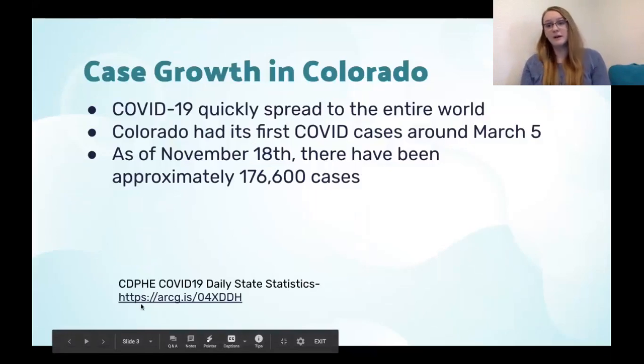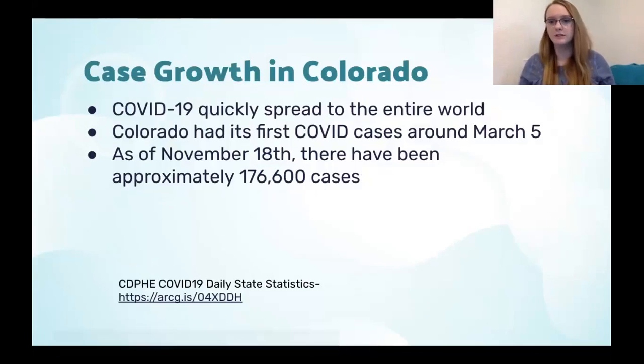COVID-19 was discovered about a year ago, as you all know, and since then it has spread across the whole world to become a global pandemic. But how has it affected our home state, Colorado? Well, we can use math, statistics, numbers, and graphs to gain a better understanding of the effects on our state. Now, Colorado had its first few cases around March 5th, and since then the case number has climbed to over 176,600 cases.